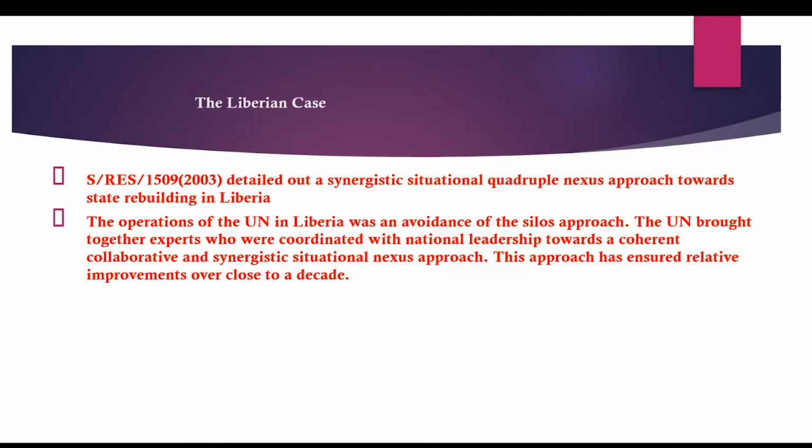S/RES/1509/2003 detailed a synergistic situational quadruple nexus approach towards state rebuilding in Liberia. The organization of the UN in Liberia was an avoidance of the silos approach. The UN brought together experts who were coordinated with national leadership towards a coherent, collaborative, and synergistic situational nexus approach. This approach has ensured relative improvements over close to a decade.